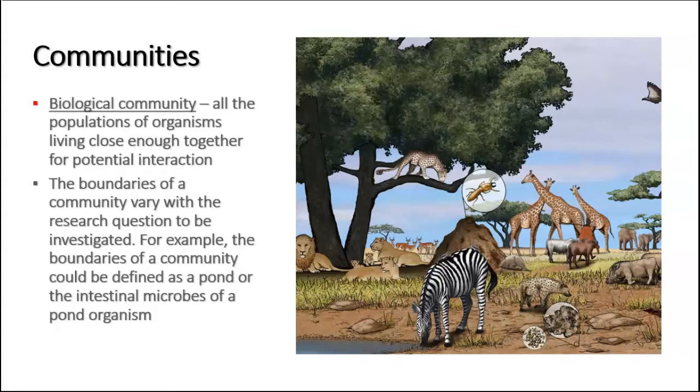So what comprises the community is going to depend on what it is that you're looking at, that you're trying to investigate. For instance, if you're just looking at what lives in a pond, then that could be the community that you're talking about. Or you could talk about just the microbial organisms that live inside of a fish. And that could be the community that you're talking about too. Or it could be something much larger, like an area of the savanna that you see here in this picture. It just depends on what it is that you're looking at, that you're trying to investigate as to what is going to be included in the community.